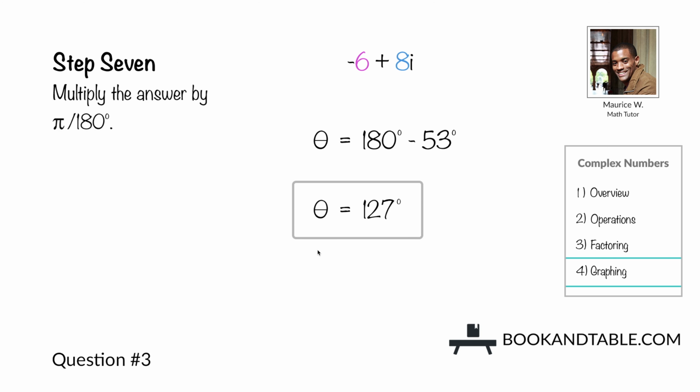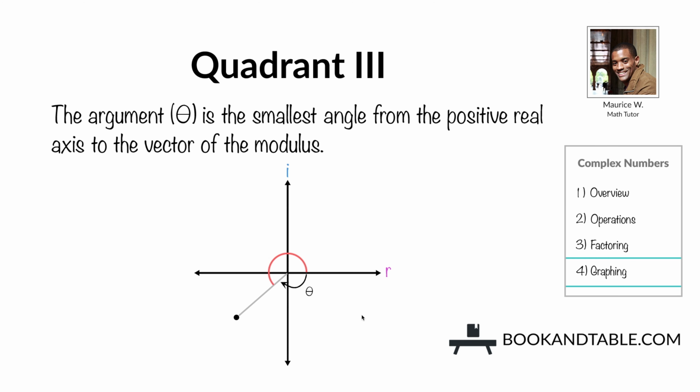And in radian form, multiply this by pi over 180 degrees. 127 degrees divided by 180 degrees is 0.71 radian. So question number 3, the argument is 127 degrees, or 0.71 radian. So that is how we go about finding the argument in the second quadrant. Let's now discuss how to find the argument in the third quadrant.